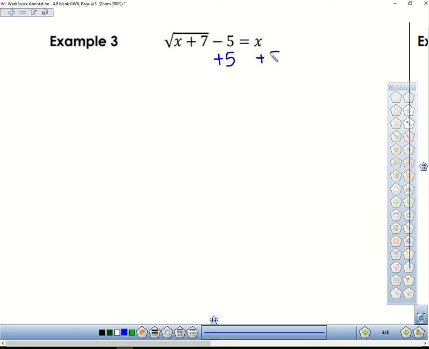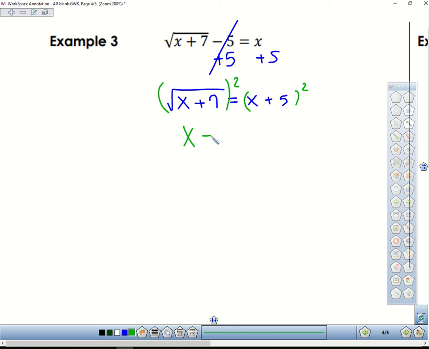Good. We're going to add 5. I'm going to be left with radical x plus 7 is equal to x plus 5. And then I need to do what to both sides? Square root. Not square root, but square it. That gives me x plus 7 is equal to.